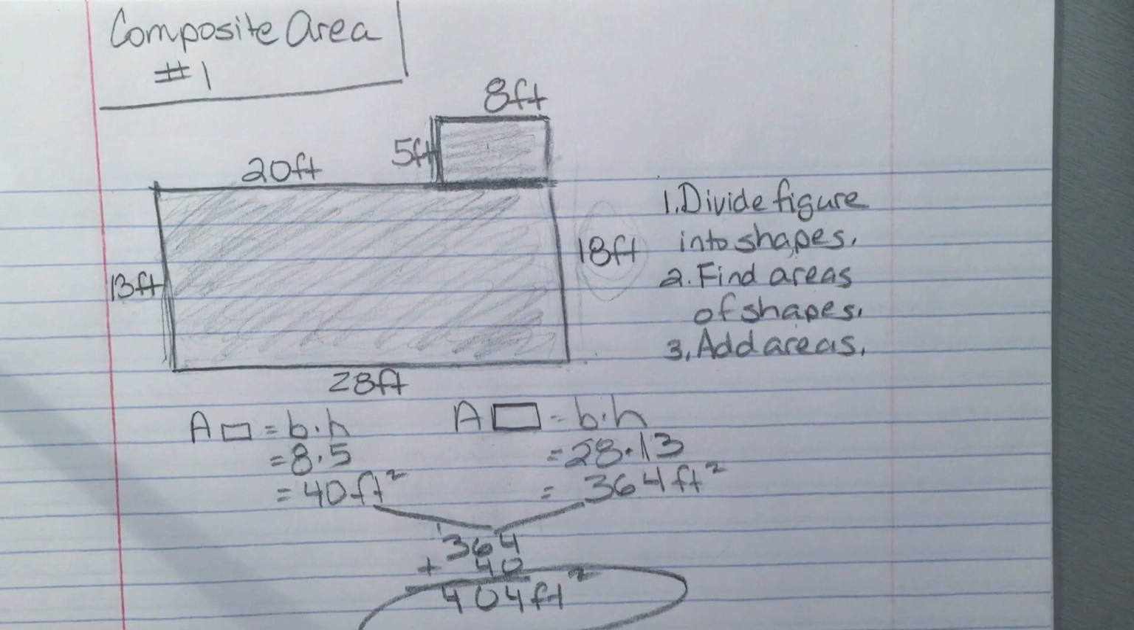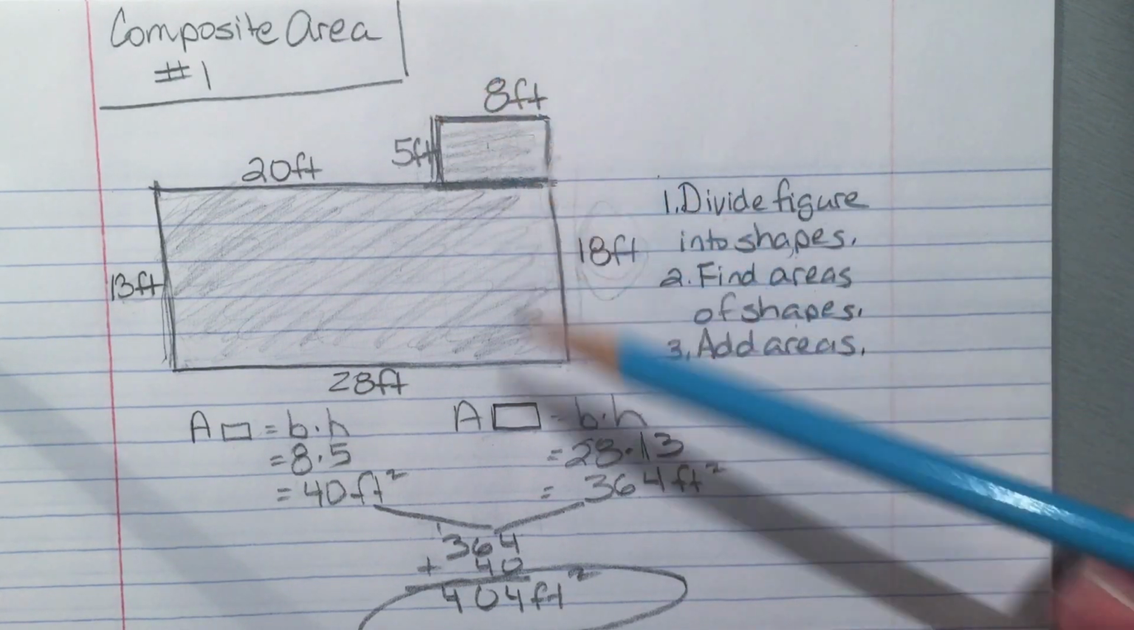Next, we'll do a little bit more complicated problem in our composite area example number 2.